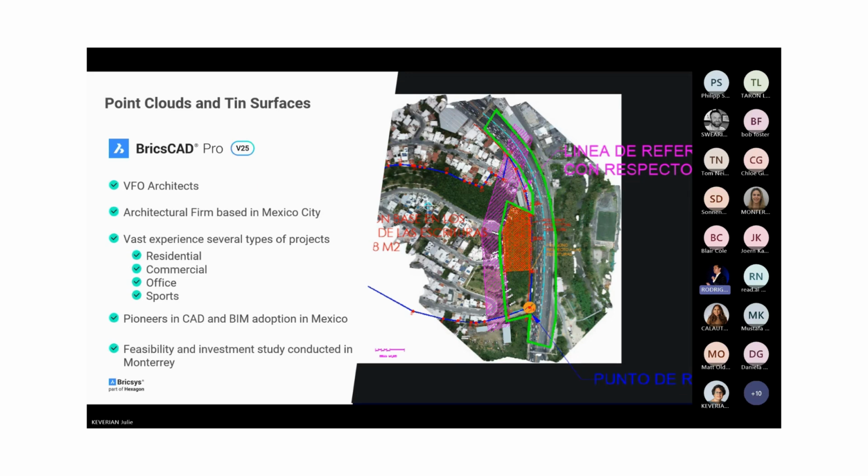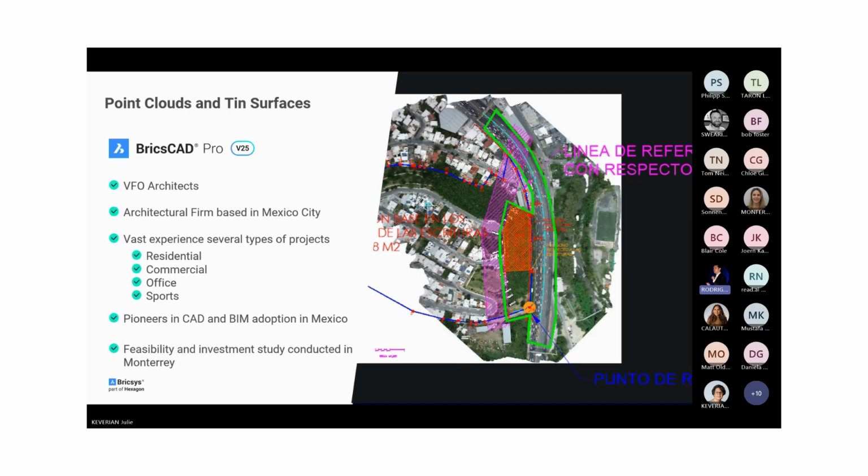This is a customer that is an architectural firm. They are based in Mexico City. They have vast experience in several types of projects, from residential, commercial, offices, and even sports. They have been designing some of the most important stadiums in the last 20 years in Mexico. They are pioneers of the use of CAD and BIM in Mexico, and they've been asked to perform a feasibility and investment study in Monterrey, in a city of the state of Nuevo León in northern Mexico.